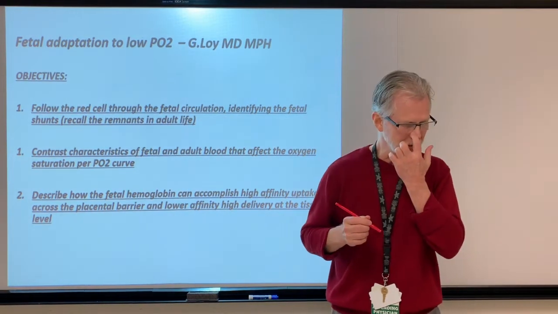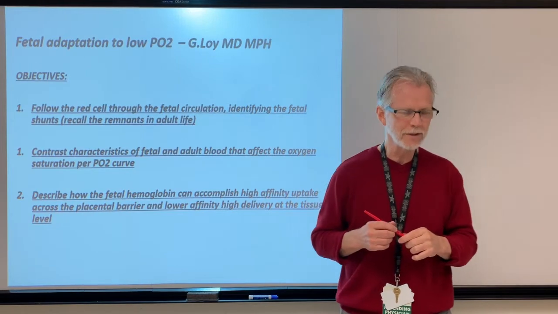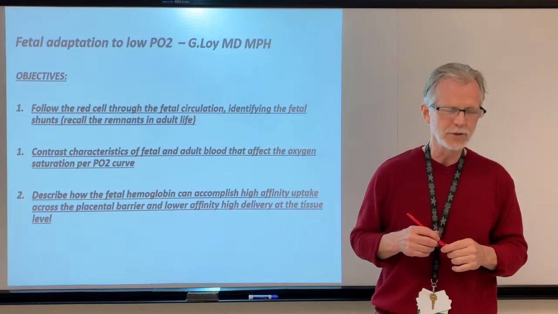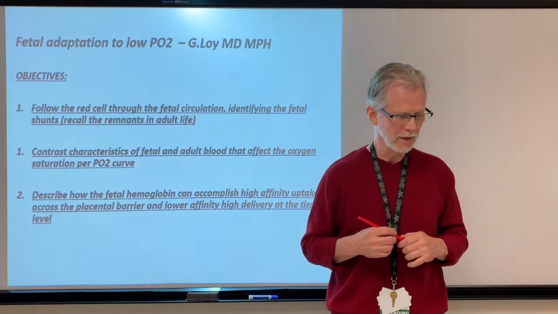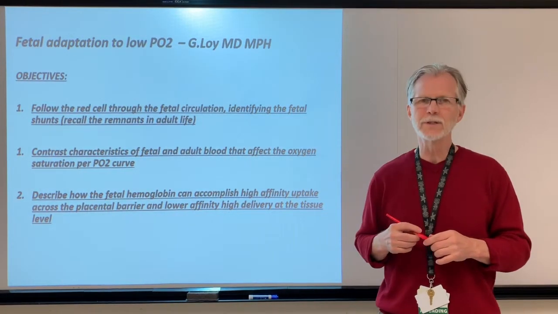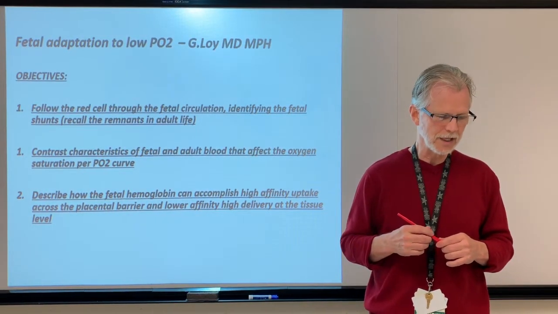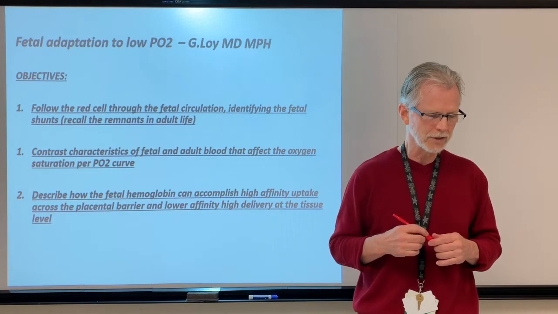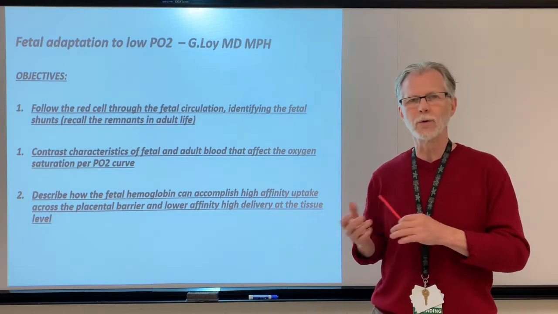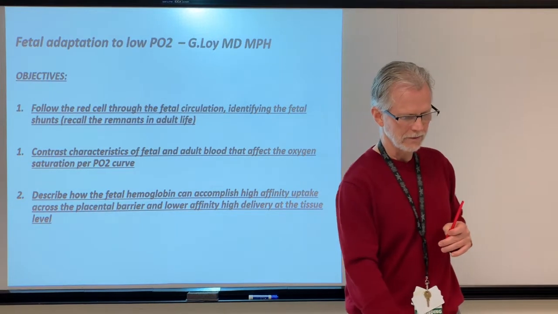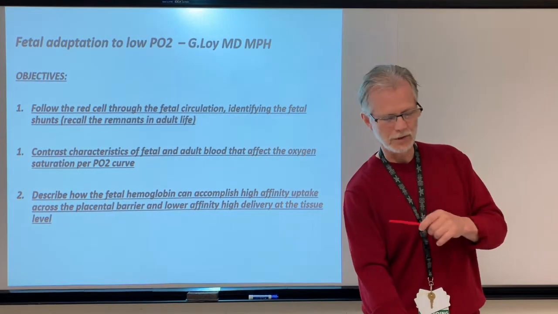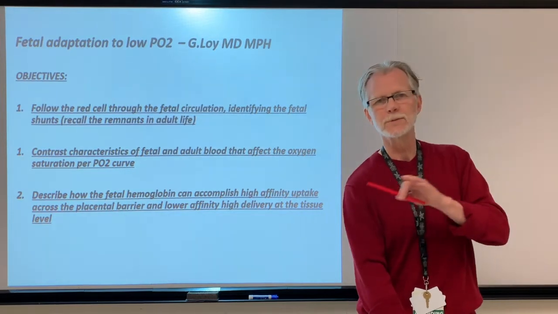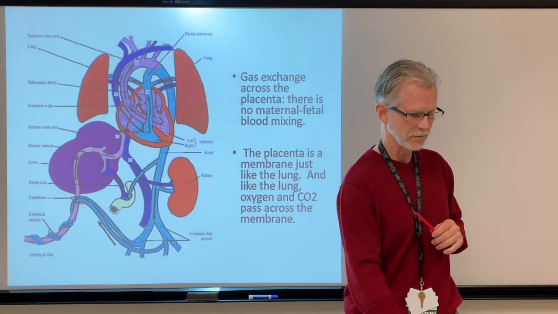Another objective is to contrast the characteristics of fetal and adult blood that do affect the oxygen saturation curve, and then describe how fetal hemoglobin can accomplish this high affinity uptake across the placenta and a lower efficiency, high delivery of oxygen at the tissue level. Under what circumstances does that occur?